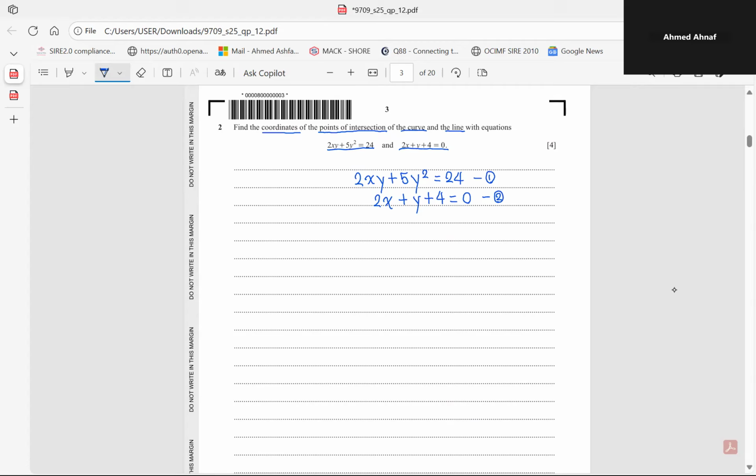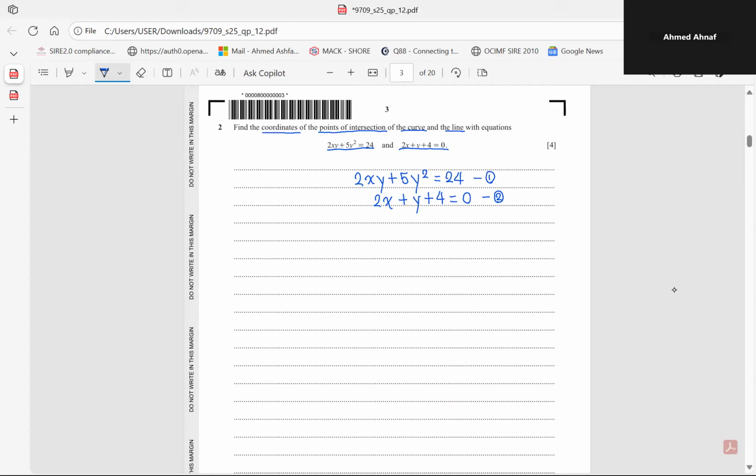So there are two methods that we can use to solve these equations. The first method would be elimination. This is where we have one common term in both equations and we subtract to get rid of that term. Then we'll have an equation in terms of either x or y only. The other method would be substitution, where we make x or y the subject in either equation and we substitute that into the other equation. So here we can actually use either.